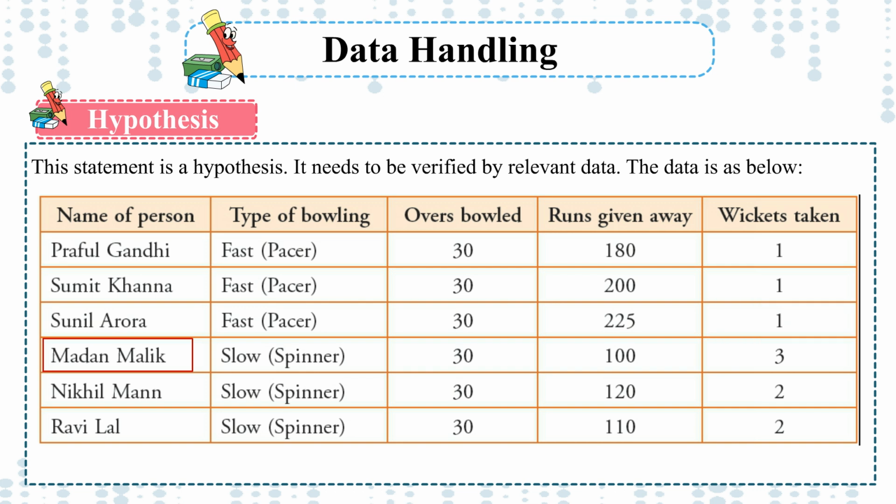Madan Malik, slow spinner, 30, 100, 3. Nikhil Mann, slow spinner, 30, 120, 2. Ravi Lal, slow spinner, 30, 110, 2.